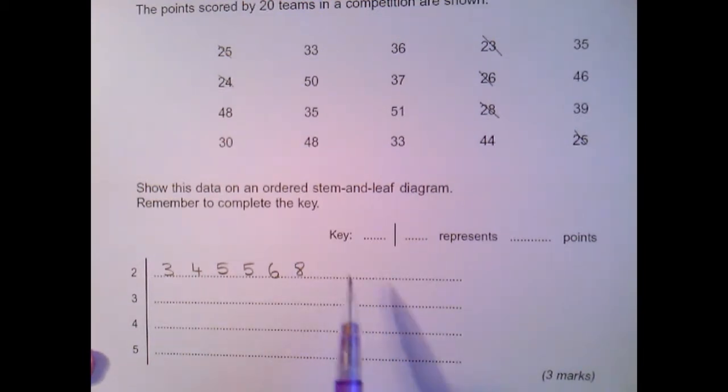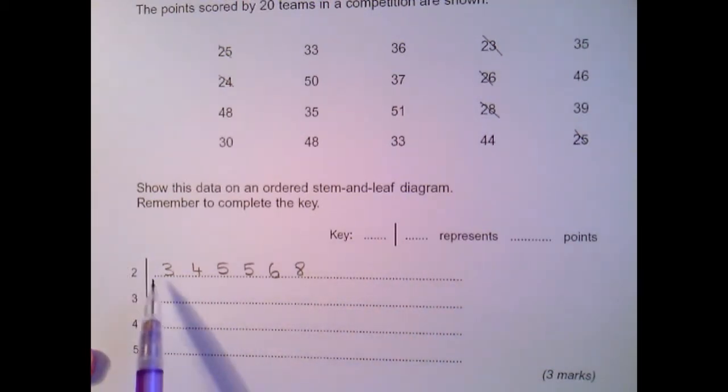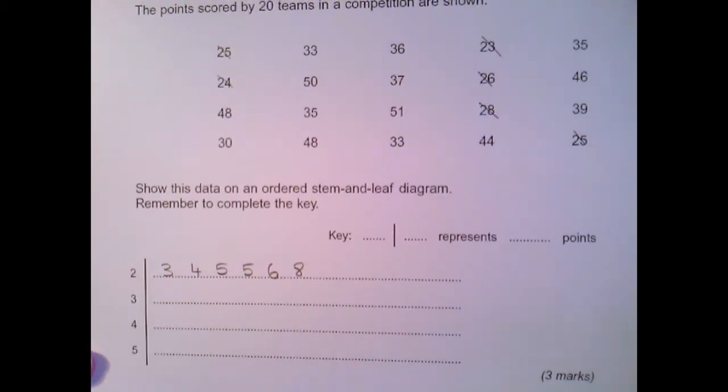So the whole point of this is that it's a shorter way of writing out the list of numbers and putting them in order, and it's shorter just because the start of the number goes in the stem and then these bits going out are the leaves. So that's all the numbers in the 20s then, so we're into the numbers in the 30s.